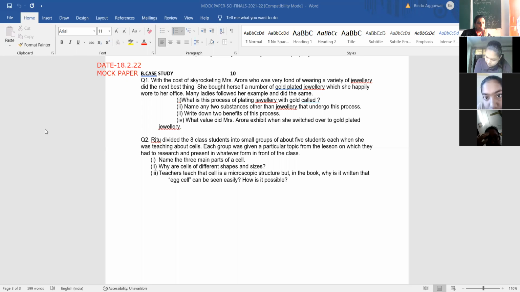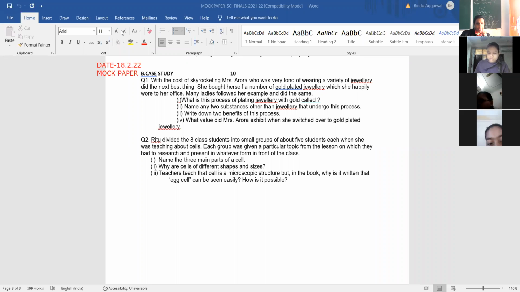We do the electroplating, but other than jewelry, where else is electroplating done and on which things? Tin is electroplated on iron. Chromium is electroplated on taps and vehicles for extra shine. Isn't it? Yes or no? Other than jewelry, we are also using this process of electroplating.